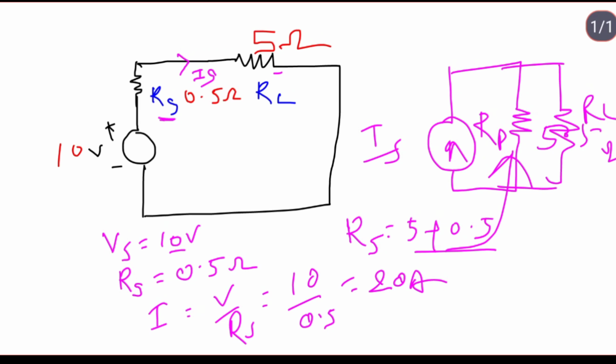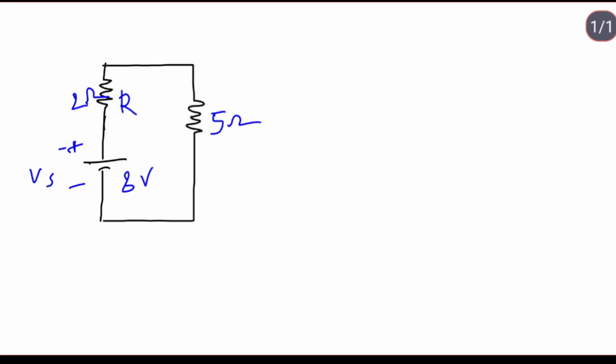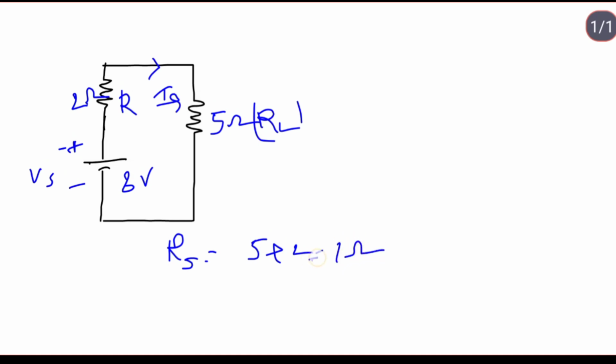For another example, consider a voltage source of 8 volts with an internal resistance Rs of 2 ohm. The load resistance is 5 ohm. What is the current through the 5 ohm resistance? The total resistance is 5 plus 2, which is 7 ohm. Is is given by Vs by Rs, that is 8 by 7, so 8 by 7 ampere will flow.